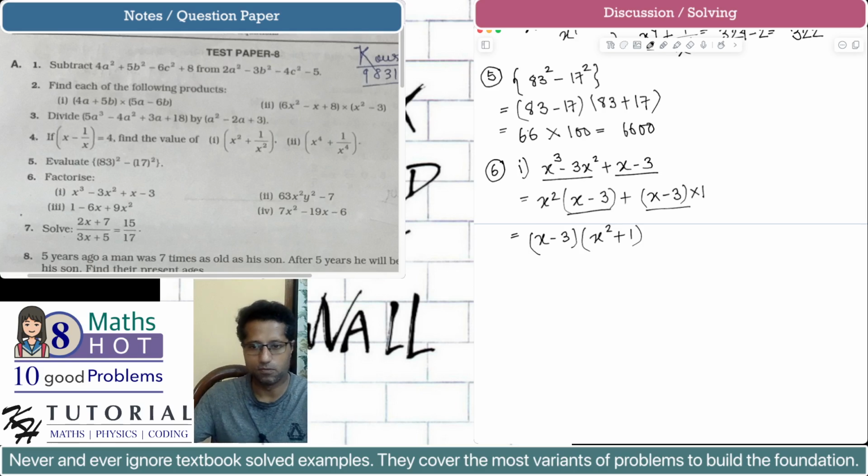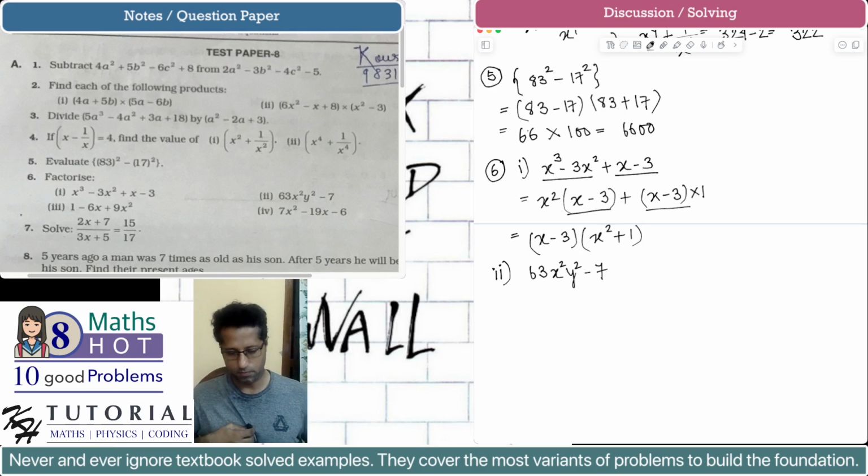Okay, let's do part 2. It is 63x square y square minus 7. Excuse me friends, my laptop is almost discharged. Let me put it in power.